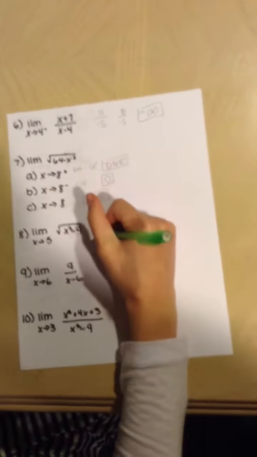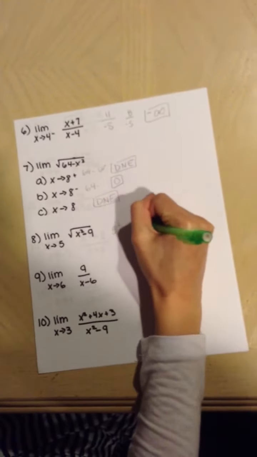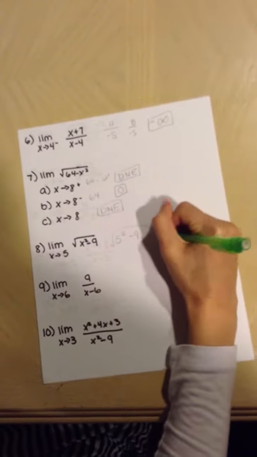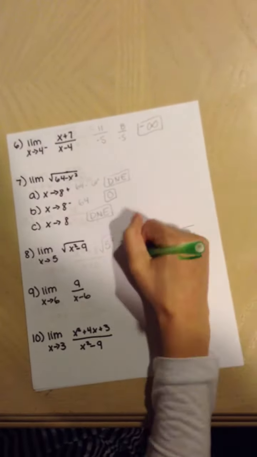For this next one, just plug in 5. 5 squared minus 9 square root. So that's radical 25 minus 9. That's square root of 16, which is 4.